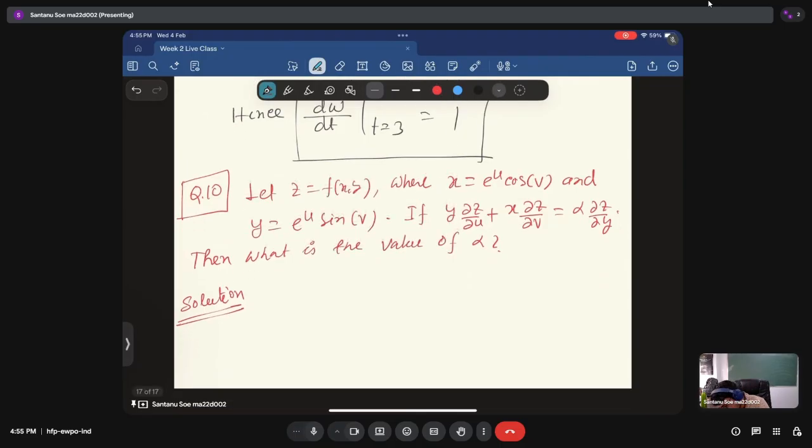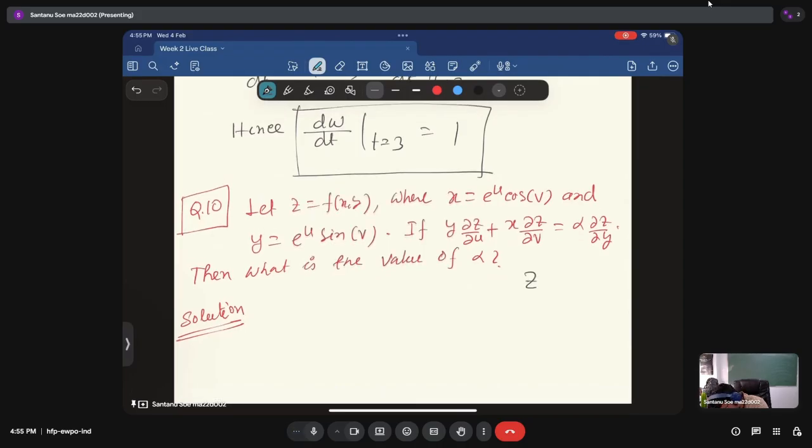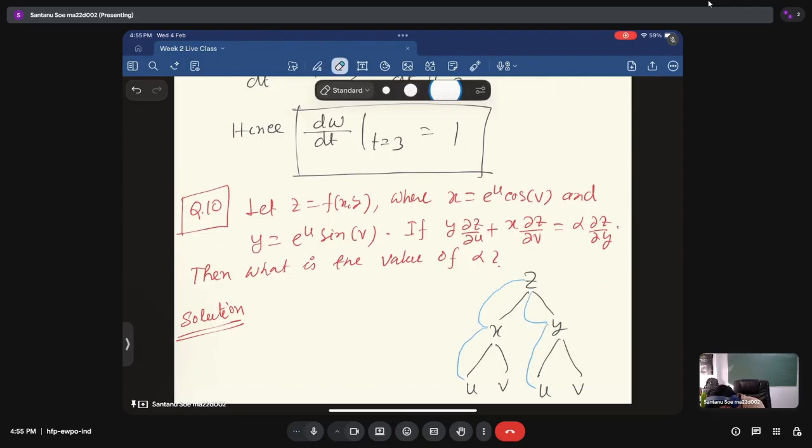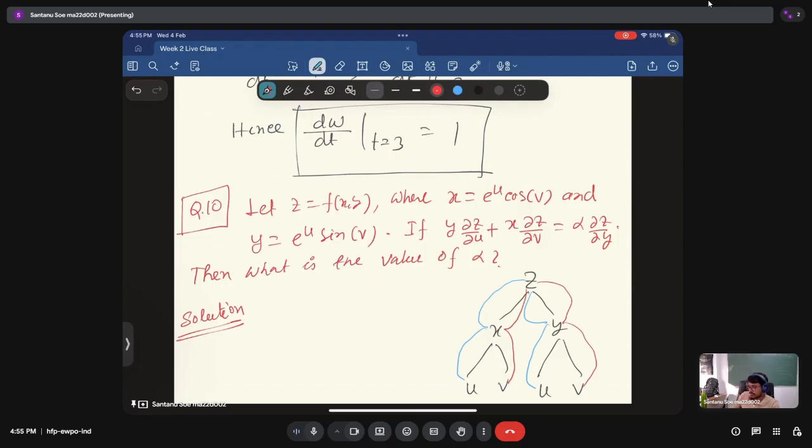So here z is a function of two variables x and y, and both x and y are functions of another two variables u and v. So to find the derivative of z with respect to u, first we have to go to x and then to u, similarly to y and then to u. And for the partial derivative with respect to v, we go from z to x and then x to v, similarly z to y and y to v. So that's how we do the partial derivative when the function is a chain of functions, right?